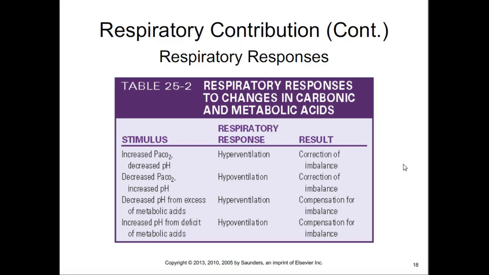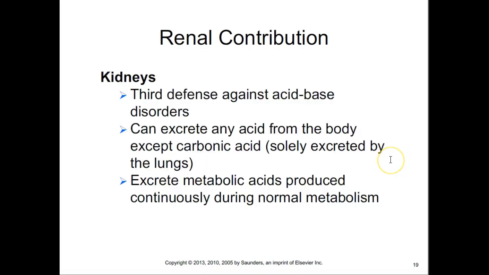You are going to hyperventilate, and so now you're compensating. You're not correcting the imbalance, you're compensating for the imbalance. And then increased pH from a deficit of metabolic acids, which can happen, for example, when you throw up too much. So people who are bulimic are going to excrete a lot of acid, and you might see them in hypoventilation. So that compensates for their imbalance.